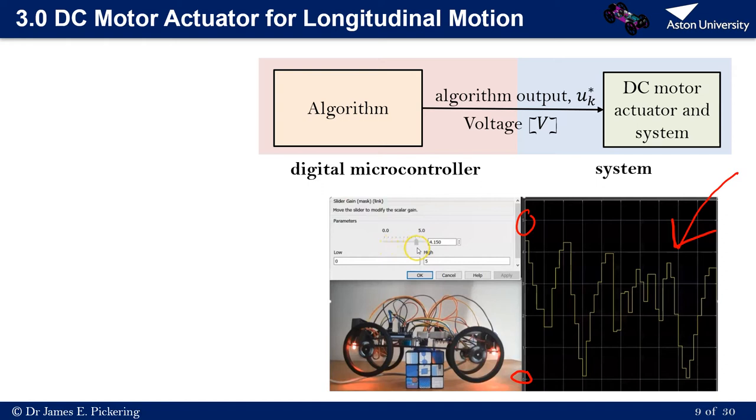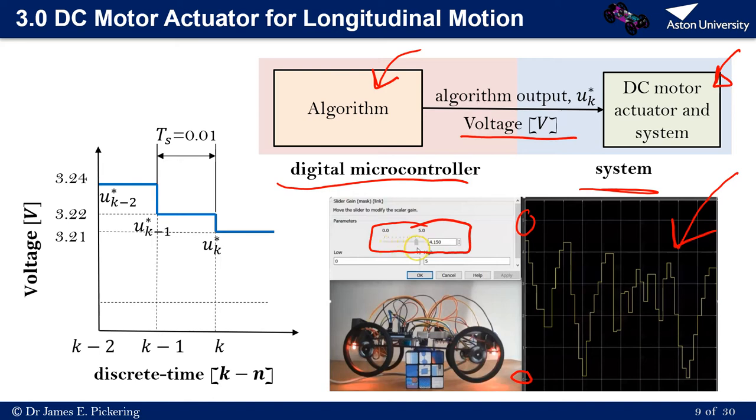Again, in terms of the ultrasonic sensor, we represented components in these boxes. The algorithm is located on the digital microcontroller, and the DC motor actuator system is located as part of the whole car. So the signal sent, sorry, the algorithm output, u_k star here, is effectively a voltage. The output from the algorithm obviously depends on the algorithm. In this case, the algorithm was really me just changing the value here, and that was then sending out a command which related to u_k star, which related to the voltage change into the motor.